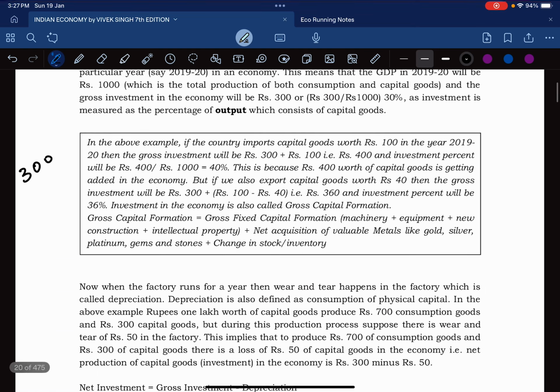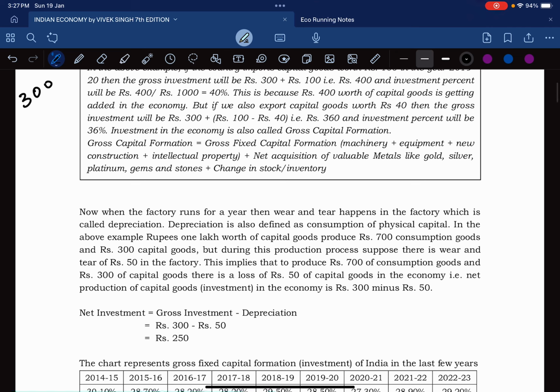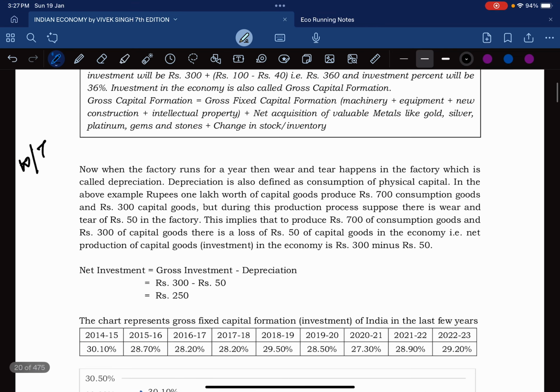This is a gross investment, but with time there are many wear and tear in the factory, and let's say not in the factory, in the capital goods, right? Let's say the tractor will get rusted and will get consumed. Its properties will change in a way that it will not be that efficient with time, so it will get depreciated. When it will get depreciated, there will be a loss on it. So let's say the loss is of rupees 50.